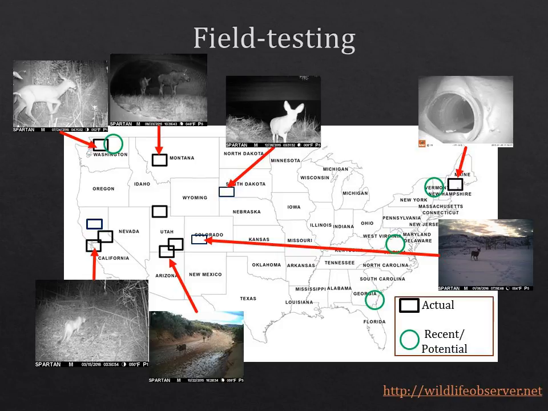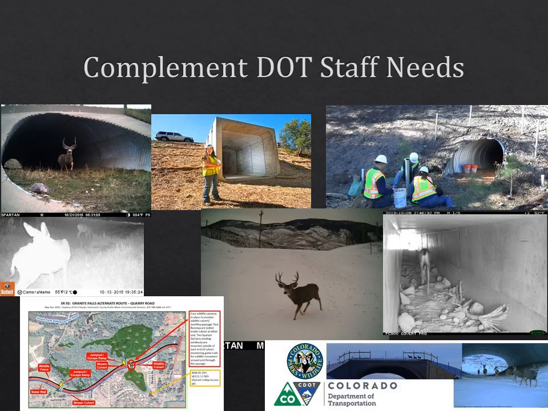We field tested our camera systems, and the black squares are places that we deployed cameras for quite a long time. The green circles are more recent or potential involvements, and so we tried to work with a variety of different states to make sure that what we were doing was not just a California project where we're located, or a Rockies project where Dr. Patricia Kramer put in a lot of the work. So we were complementing a lot of needs.